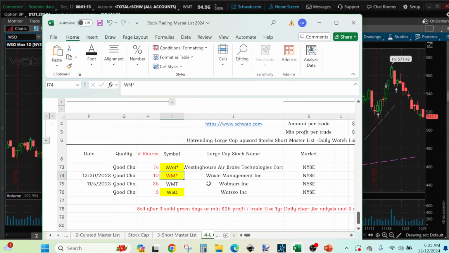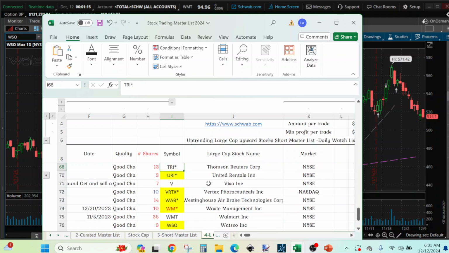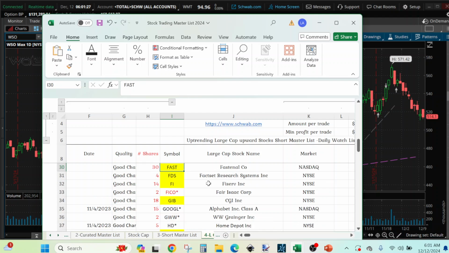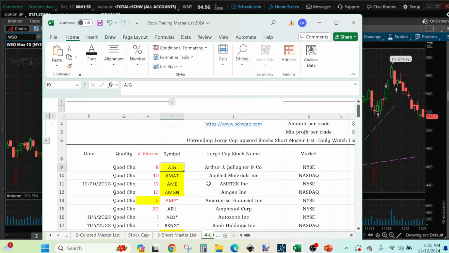So we have WM, that's one there, NVR, that's two, FICO, that's three, CAT, that's four, AMP, that's five. With AMP, we will place the order before the market opens, and the others we'll check the chart again around noon to see which one is well positioned and has the first green bar for us to buy. So we have 5 that we picked for today's swing trading.